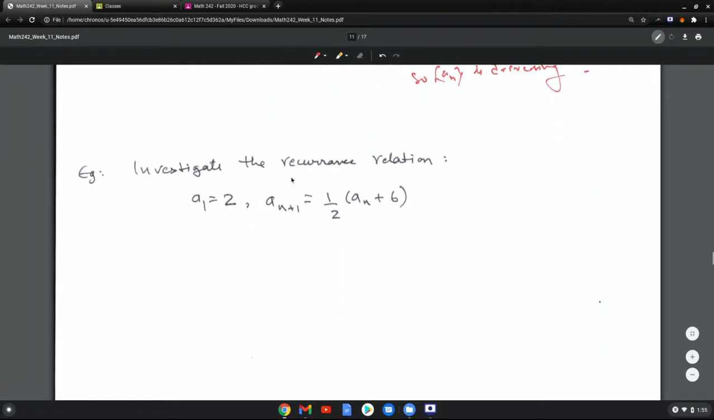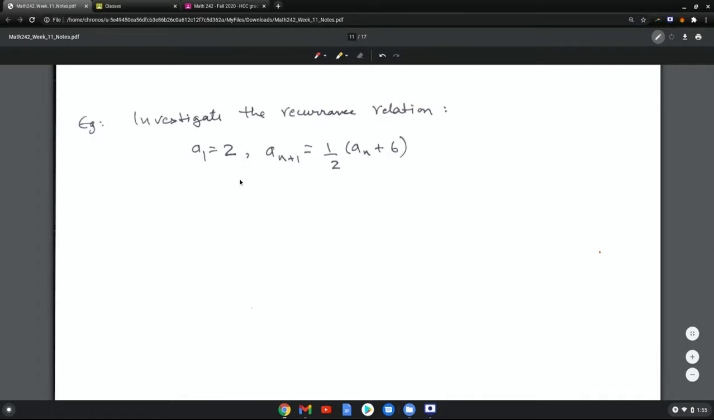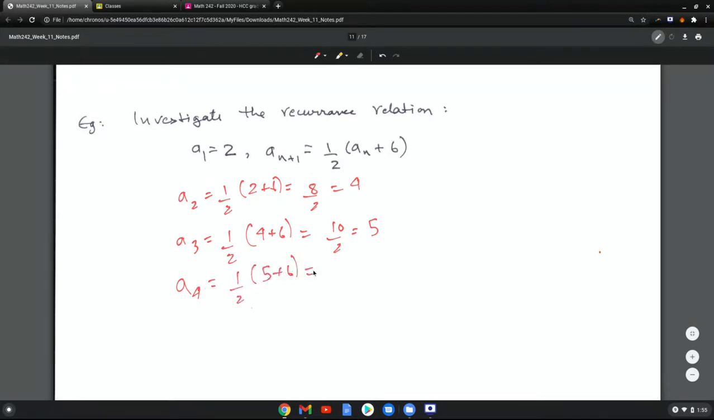Investigate this recurrence relation. Okay, let's see what's going on here. a_1 is 2, so a_2 is 1/2 of 2 plus 6, which is 8 over 2, which is 4. a_3 is 1/2 of 4 plus 6, which is 10 over 2, which is 5. a_4 is 1/2 of 5 plus 6, which is 11 over 2, which is 5.5. a_5 is 1/2 of 5.5 plus 6, which is 11.5 over 2, which is 5.75.